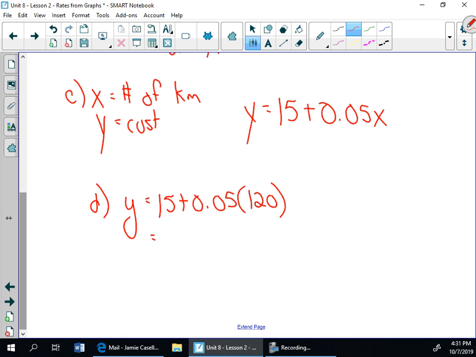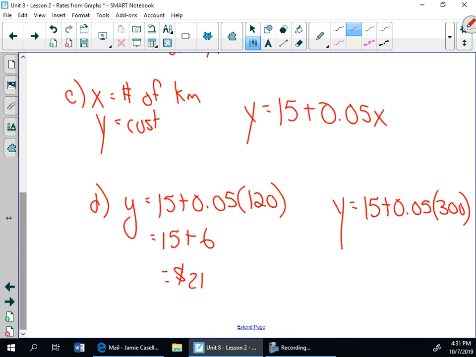Okay, we're going to do some bedmas math here. Always do your multiplying before you're adding. So 0.05 times 120 is 6. This is going to cost us $21. What if we had to do 300 kilometers? Well, it still costs 15 bucks. It's still 5 cents per kilometer, except for now we're going 300 kilometers. 15, and we get 30 bucks.